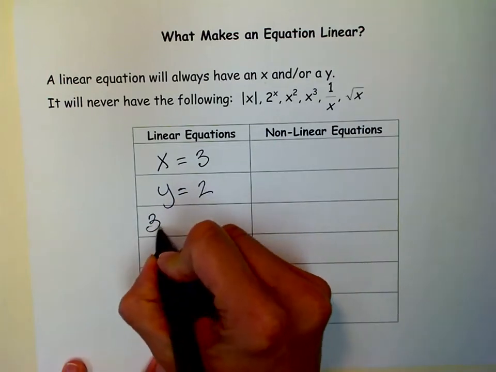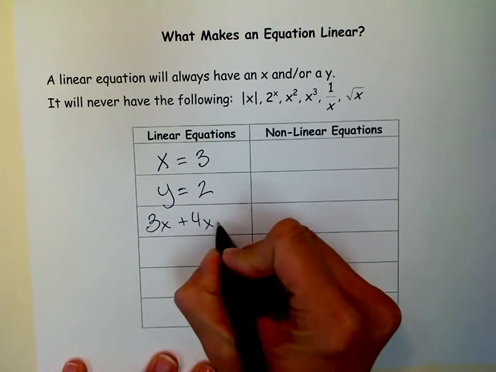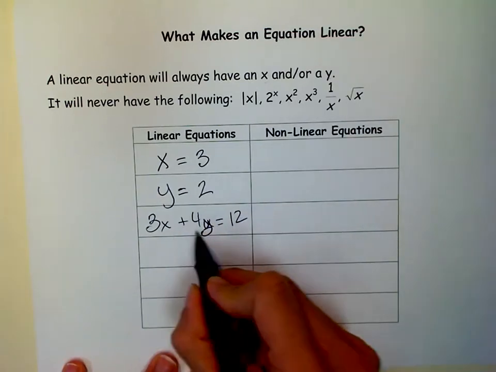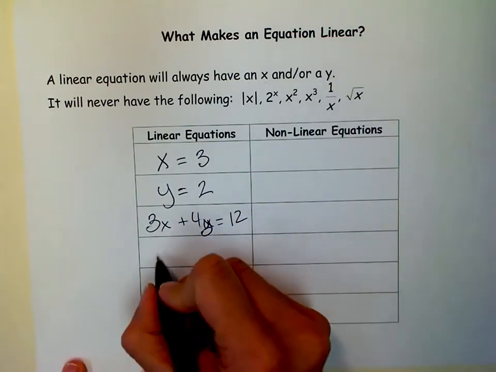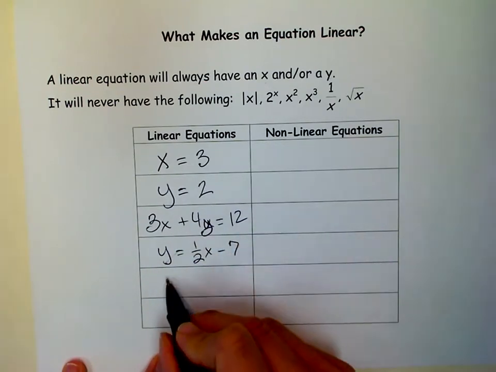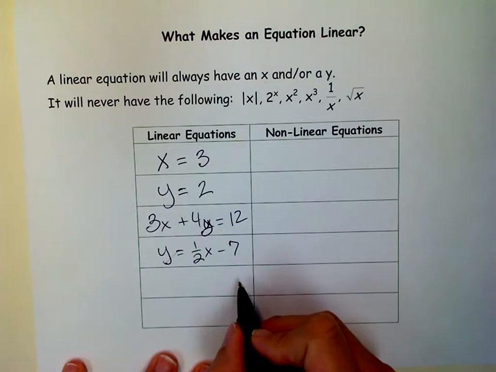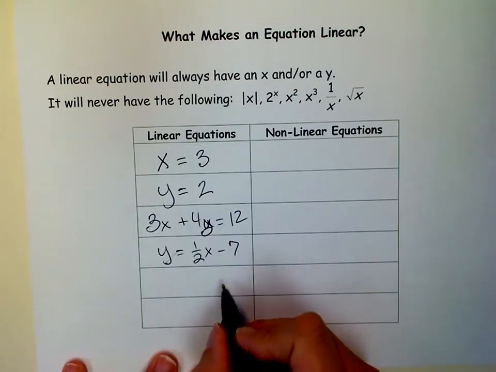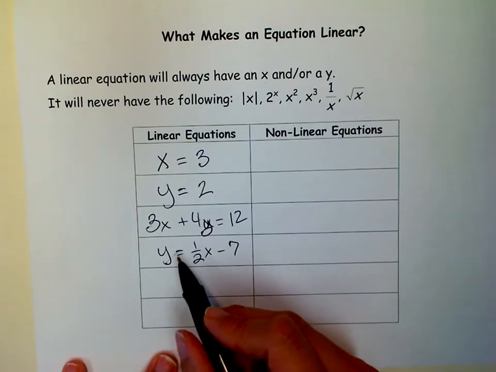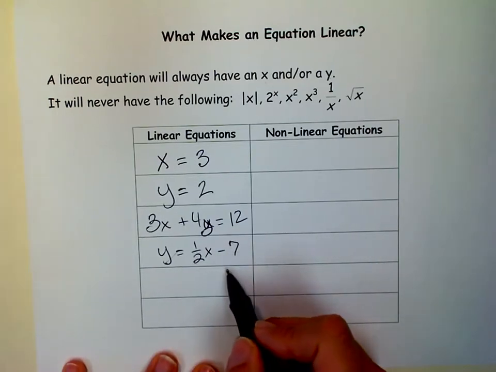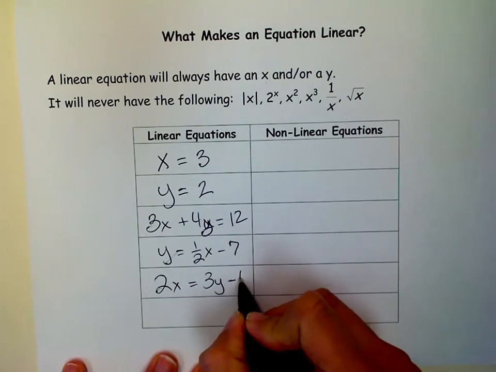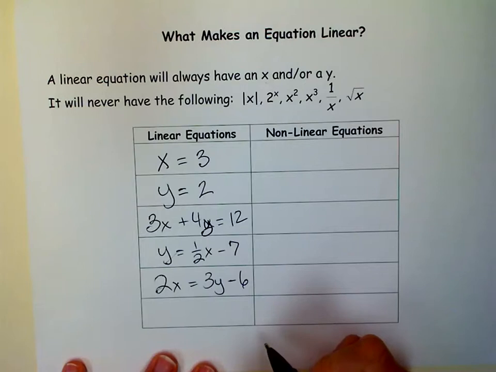But more often than not, you'll see them looking like this. That's a y. This would be considered standard form. Sometimes you see them like this, which is called slope-intercept form. There are all sorts of ways to write linear equations, but remember, you can have an x or a y or both. So you could have 2x equals 3y minus 6. That's still a linear equation.